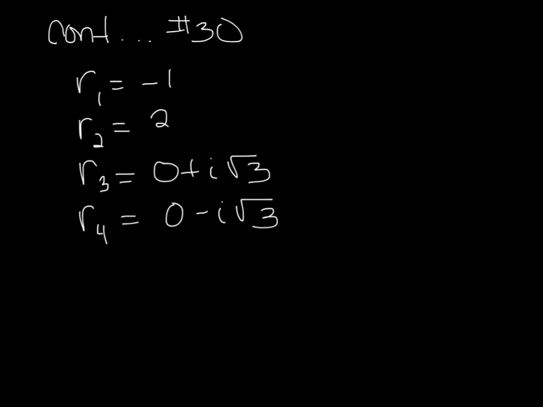Okay, continuing number 30. This should be short because we already did all the work, right? Our rational roots theorem, synthetic division, factoring by grouping. So now I just went ahead and wrote out what we had. So we found our four roots, right? Notice these are my integer roots, integral roots, right?